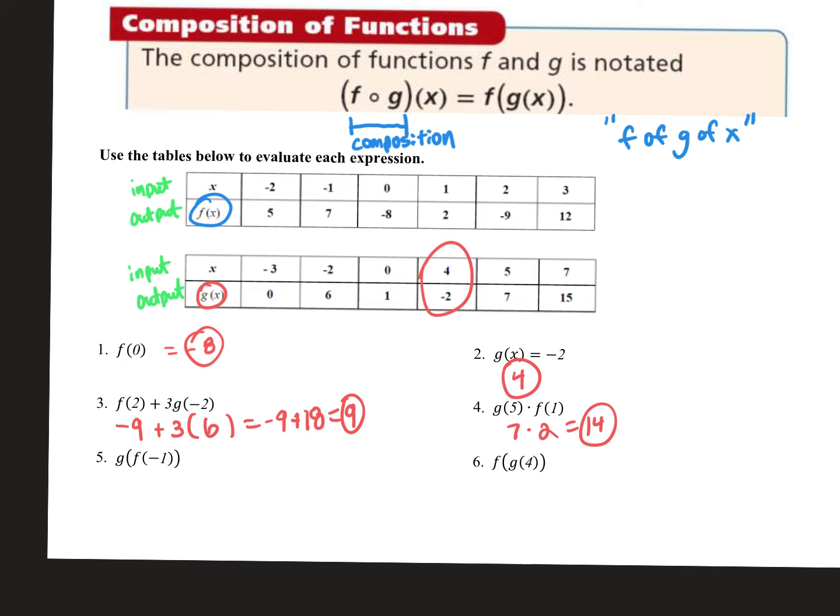So as I said earlier, with compositions, start with the inside and evaluate that first. f(-1) is 7. So now I'm going to take g(7). I'm going to evaluate 7 in function g, and I get out 15. Let's do one more. f(g(4)), so start with the inside again. g(4) is -2. Now I'm going to evaluate -2 for function f, and f(-2) is 5.